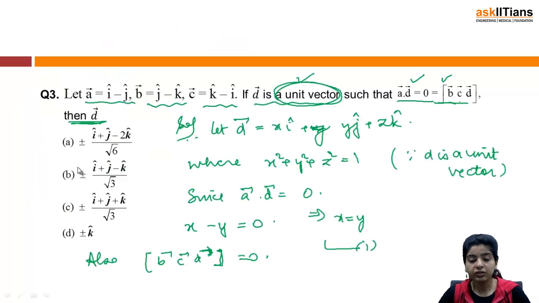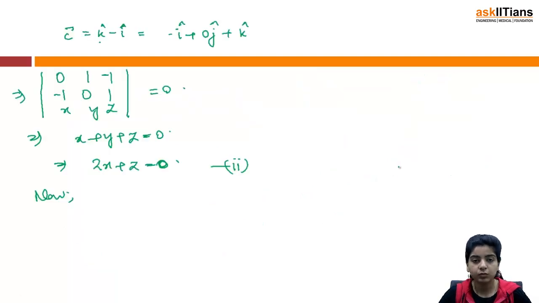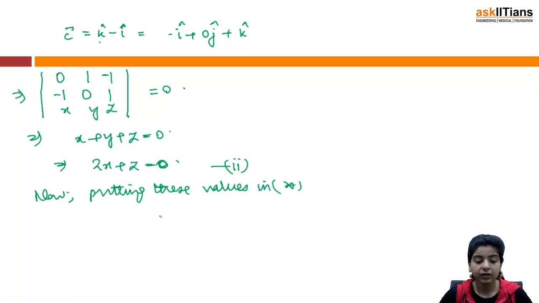D is a unit vector, so we had already taken this equation also, let me mark it as star: x square plus y square plus z square is 1. Now, putting these values in star, because we have already obtained x, y, z in terms of one variable, putting these values in star. So, my x square remains as it is, y is x, so y also becomes x square and z is minus 2x from the second equation.